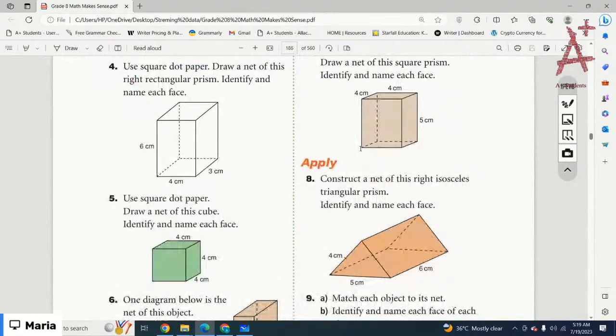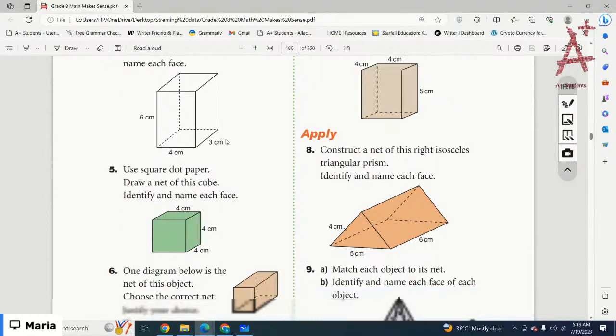Use square dot paper, draw a net of this right rectangular prism. Identify the name of each face. That means basically you have to unfold all the faces. Got it? So for question number 4, you have one, two, three, four, 6 faces. So when you unfold them, you have 6 faces. Okay. Question number 5 is the same.